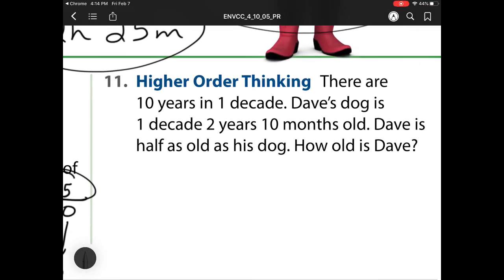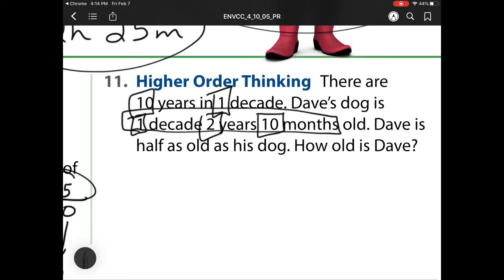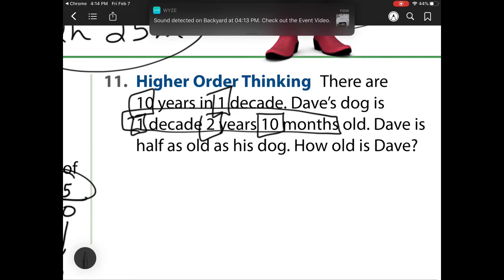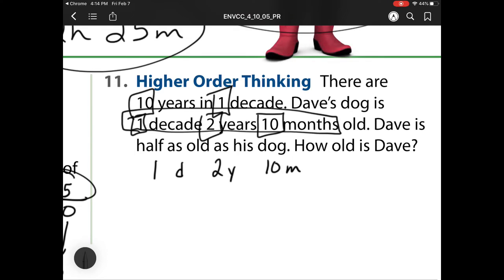All right, there are 10 years in 1 decade. Dave's dog is 1 decade and 2 years and 10 months old. Dave is half as old as his dog. How old is Dave? Well, first I need to figure out how many months old Dave's dog is. So I have 1 decade, 2 years, 10 months. And I need to trade all of these in for months.